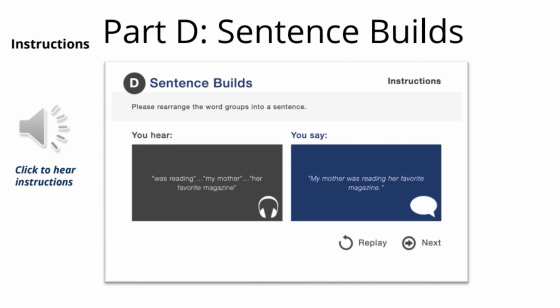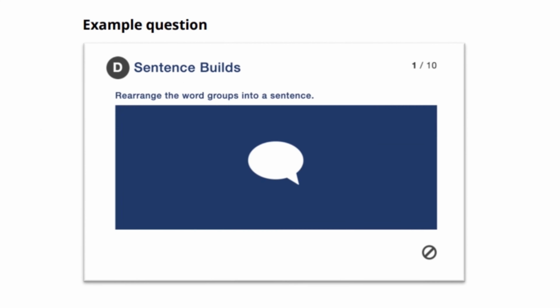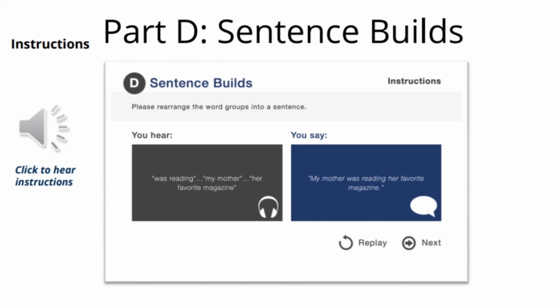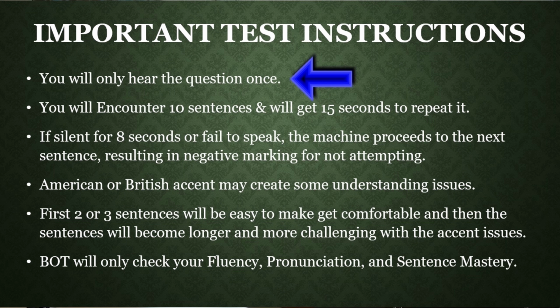Part D, Sentence Builds. In this section, you need to rearrange the word groups into a sentence. Means you will hear 3 short phrases. The phrases will be in a random order and we need to rearrange them into a sentence. Example, the machine will say, was reading, my mother, her favorite magazine. And our reply would be, my mother was reading her favorite magazine. You will only hear the sentence once. You will encounter a total of 10 sentence build questions.